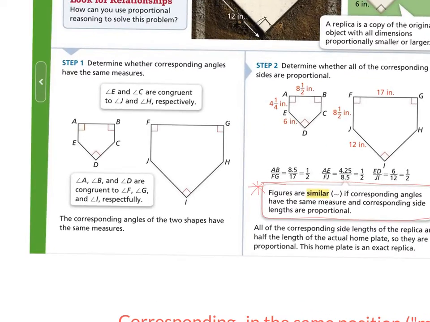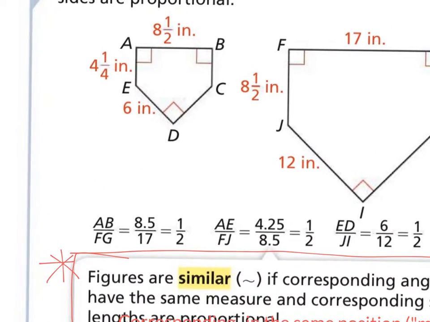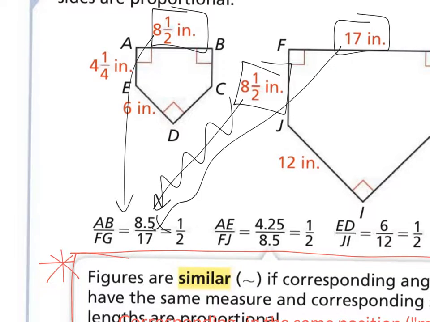Also, we can look at our side lengths. So you can see the 8.5 inches or 8.5. Oops, wrong one. This 8.5 matches up with the 17 here. If we divide that out, 8.5 divided by 17, you get a half or 0.5.